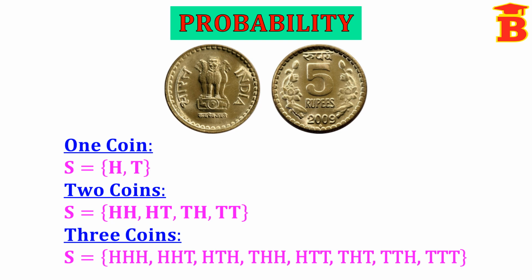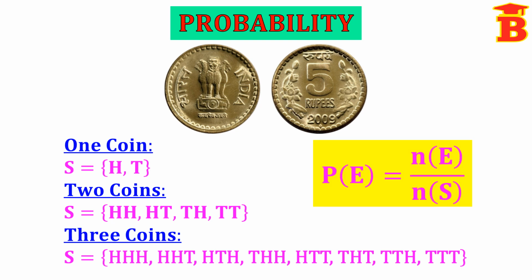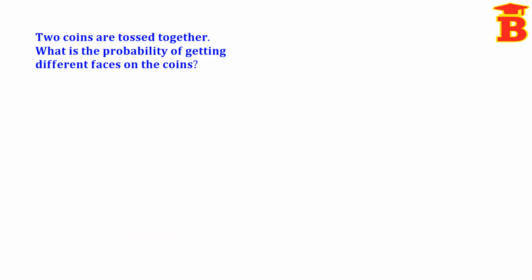And we know the formula, probability of any event, that is P(E) equals n(E) divided by n(S). Now let us see the coin problems. Two coins are tossed together. What is the probability of getting different faces on the coins? Here the sample space is S equal to HH, HT, TH, TT. See the question, two coins. So there are 4 possibilities. Therefore n(S) equals 4.